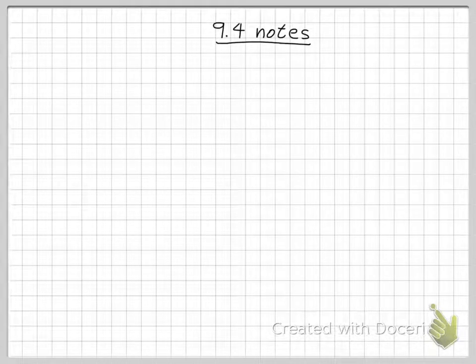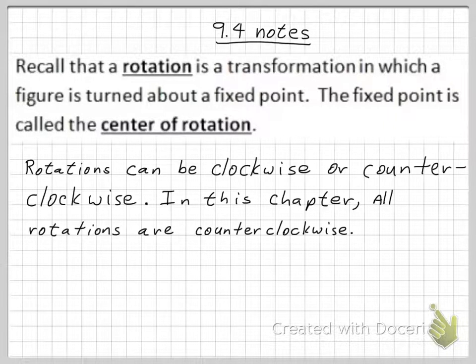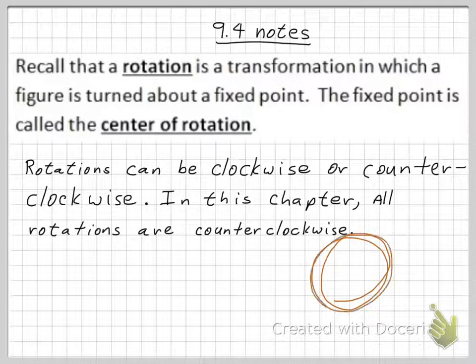Today's notes is on rotations, and recall that a rotation is a transformation in which a figure is turned about or around a fixed point. And that fixed point is called the center of rotation. Rotations can be clockwise or counterclockwise, but in this chapter all rotations are counterclockwise. So all rotations in this book will be going in this direction.